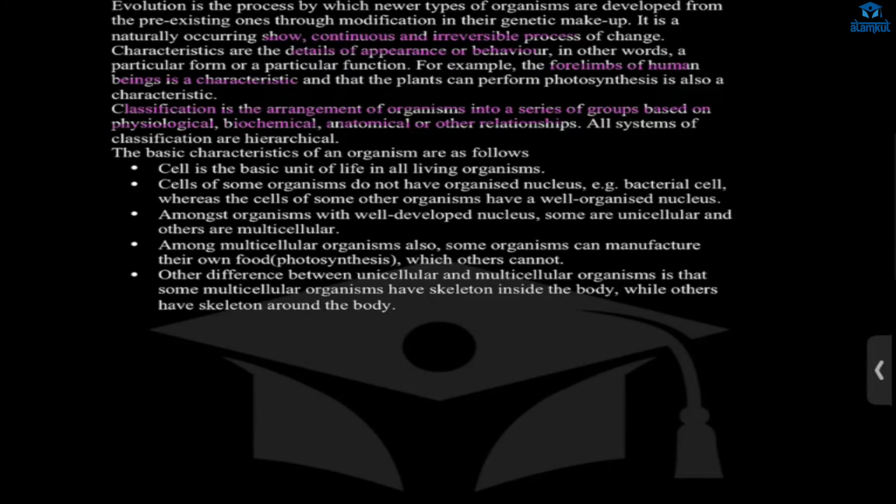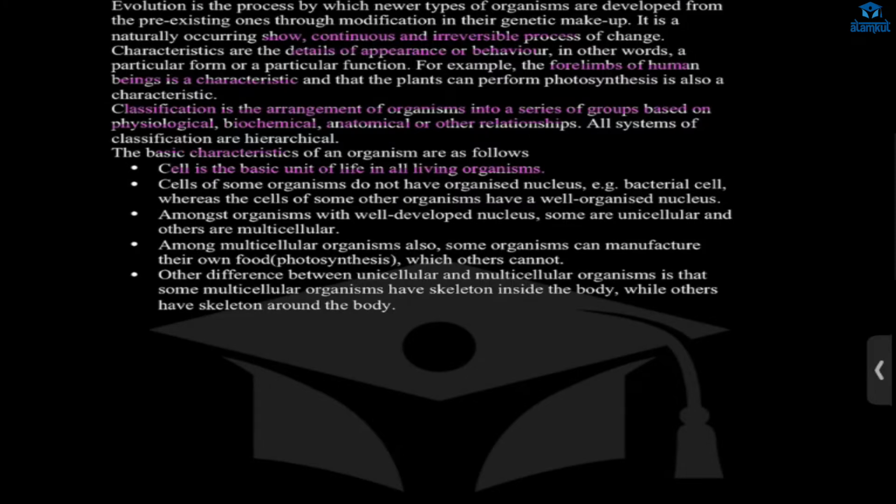Okay, so what is the basic characteristic of an organism? The cell is the basic unit of all living organisms. In the ninth class you have learned this. And cells of some organisms do not have an organized nucleus. What are those called? The organisms where there is no organized nucleus, they have a nucleoid. What are those organisms called? Can anyone tell? Prokaryotes. For example, the bacteria cell.